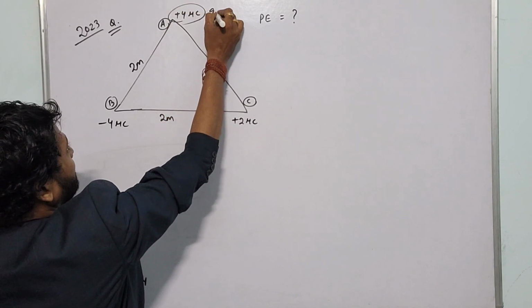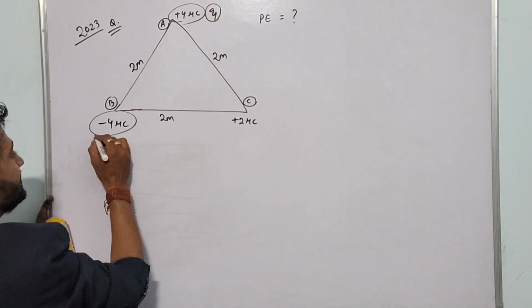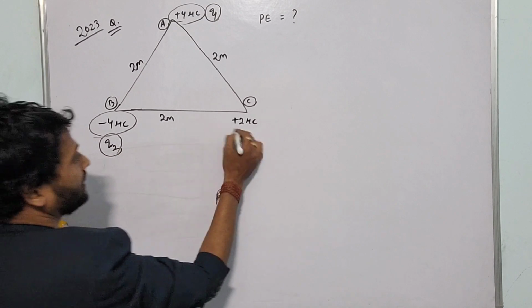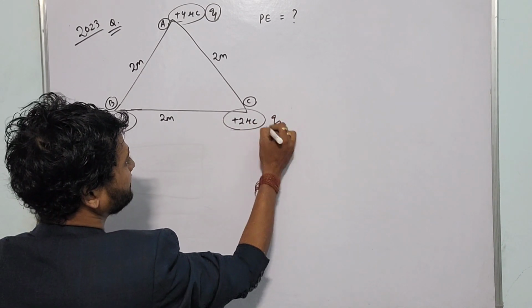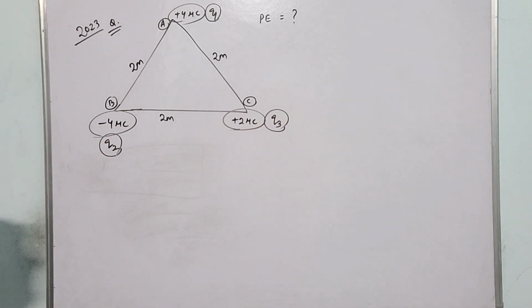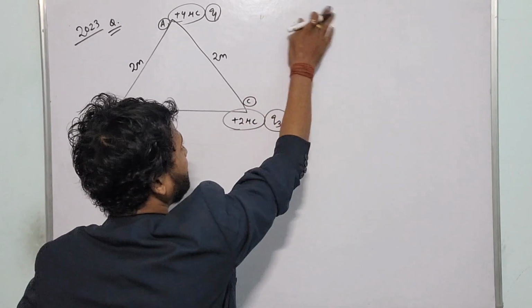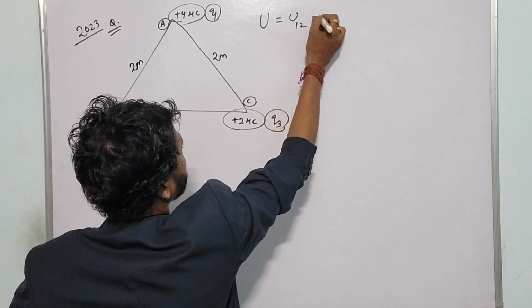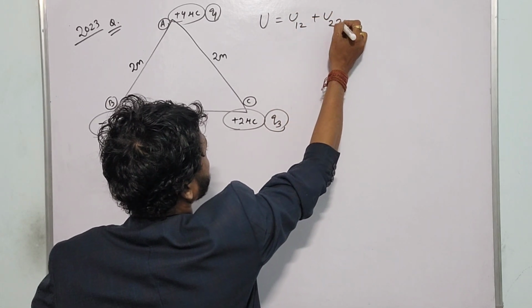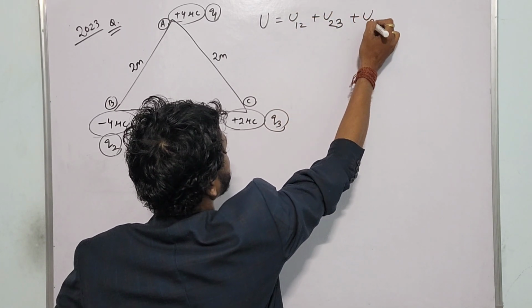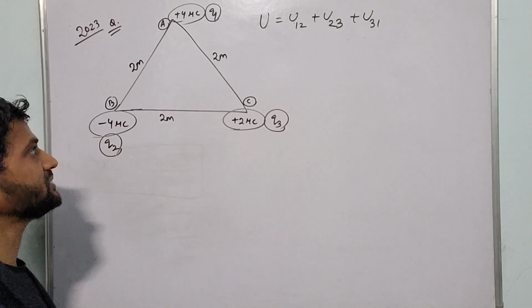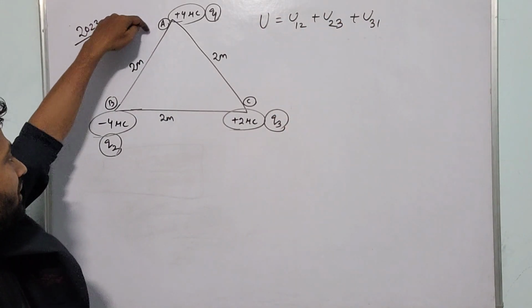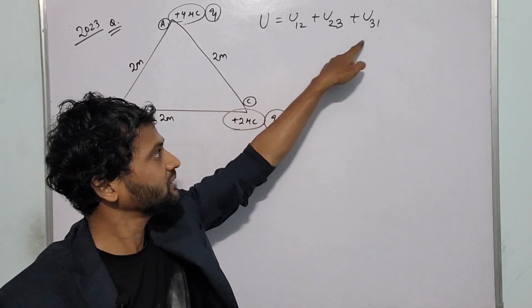Now we'll find out the potential energy of the entire system. Let this one be Q1, this one Q2, and this one Q3. So we'll be getting three potential energies. One is U12, another is U23, third is U31. So what is net potential energy? Potential energy between 1 and 2, 2 and 3, and 3 and 1.